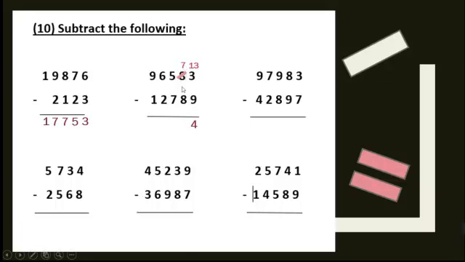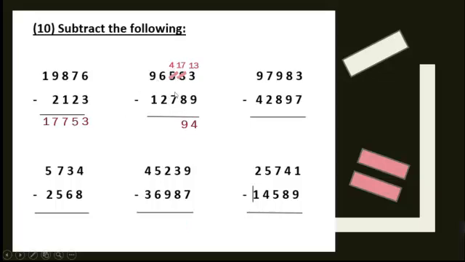Now 7 minus 8. Can I make 7 minus 8? No, because 7 is smaller than 8. So I'm going to borrow again from 5. So it will be 4. And the one I borrow, I will put it here beside 7. It will be 17. Now 17 minus 8 equal 9.